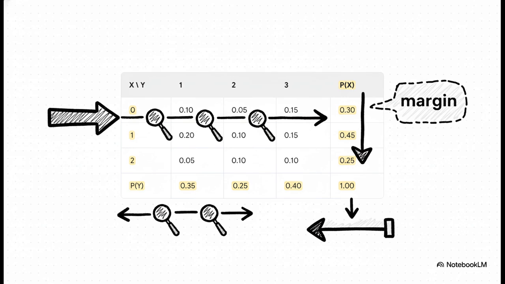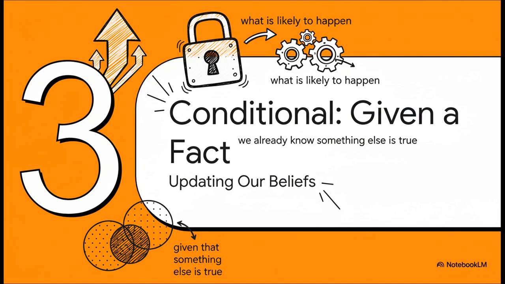So 0.10 plus 0.05 plus 0.15 gives us 0.30. And right here you can see exactly why it's called marginal probability, because we literally calculate it and write it in the margins of the table. Pretty neat, huh? Moving on to our next tool, conditional probability.